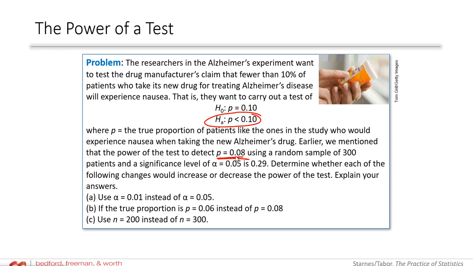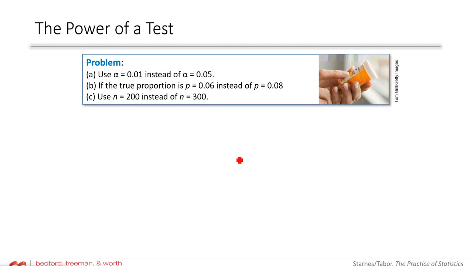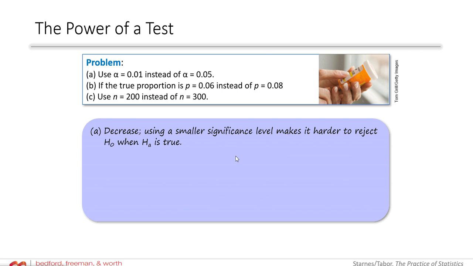All right, so they tell us that alpha is 0.05 to begin with. So if I use alpha of 0.01 instead of alpha of 0.05, so in other words, if I decrease alpha, that's also going to decrease the power of the test because it makes it harder to reject H0.